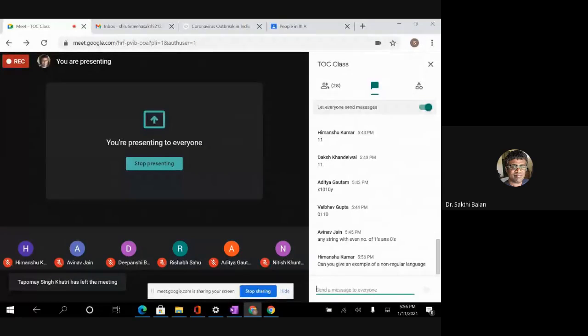Can you give an example of a non-regular language? We will come to that. The palindrome is a non-regular language, any palindrome. We also talked about 0 power n, 1 power n, equal number of zeros followed by equal number of ones. That is also a non-regular language. But proving a language is non-regular is a difficult task. That will be shown by using a theorem called the pumping lemma, and that pumping lemma will be useful for you to prove that some languages are not regular.